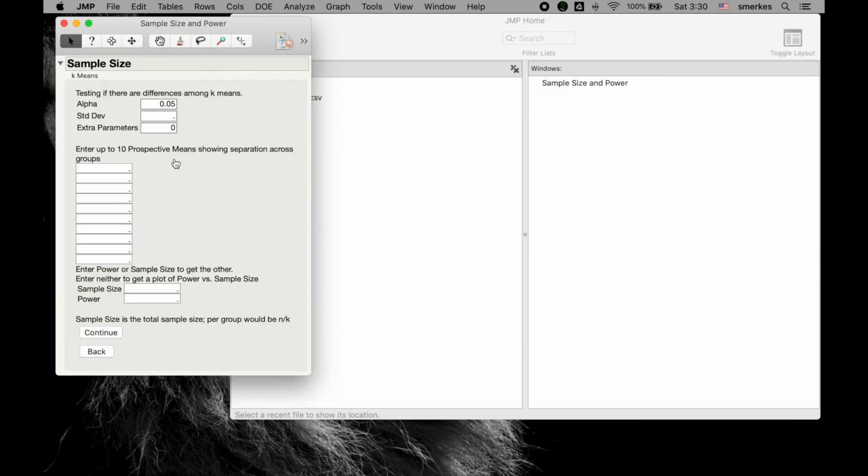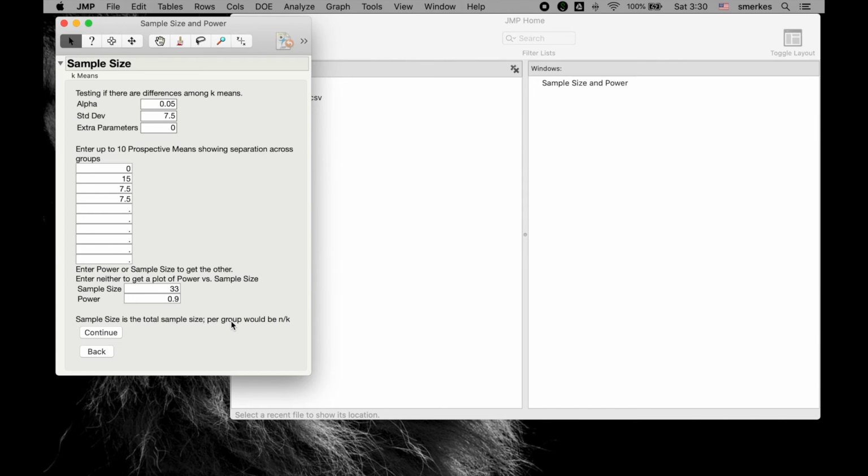You're going to click on K sample means, and then here we're going to have our standard deviation of 7.5 as our natural variance. We're going to have 0, 15, 7.5, 7.5. Now we also want a power of 0.90, and then all we're going to do is click continue, and we're going to get a sample size here of 33.